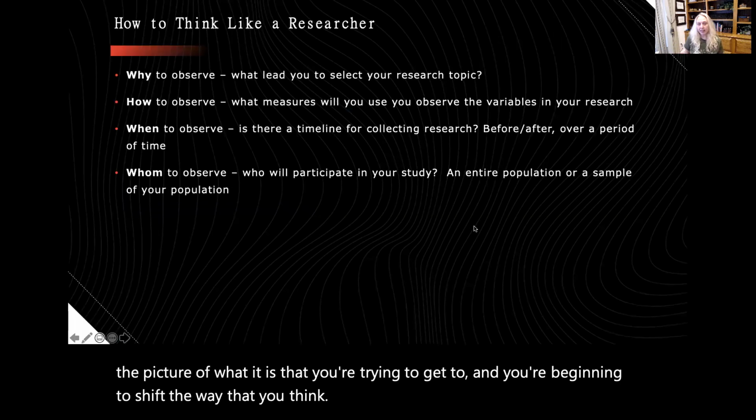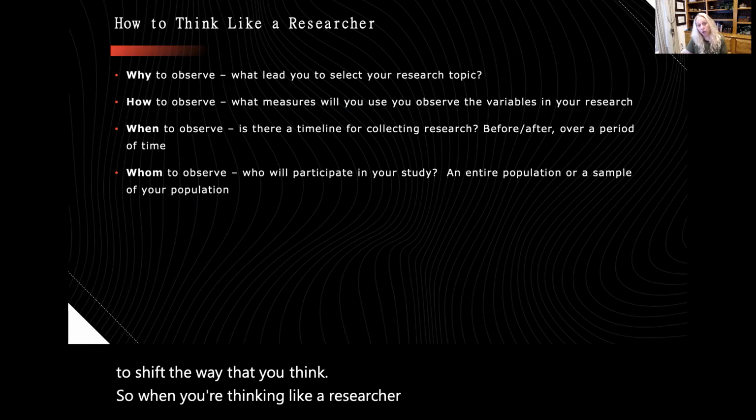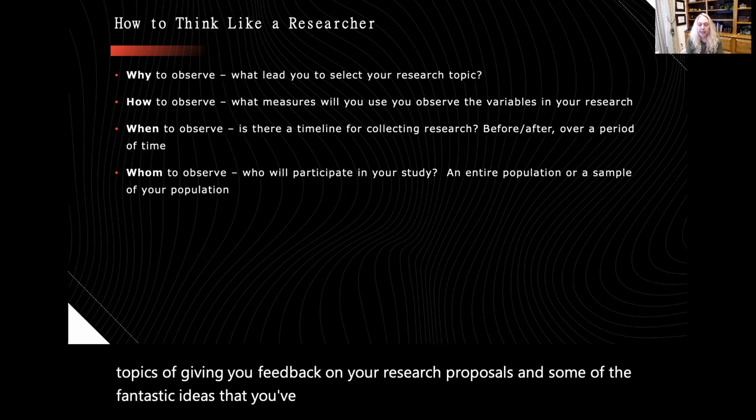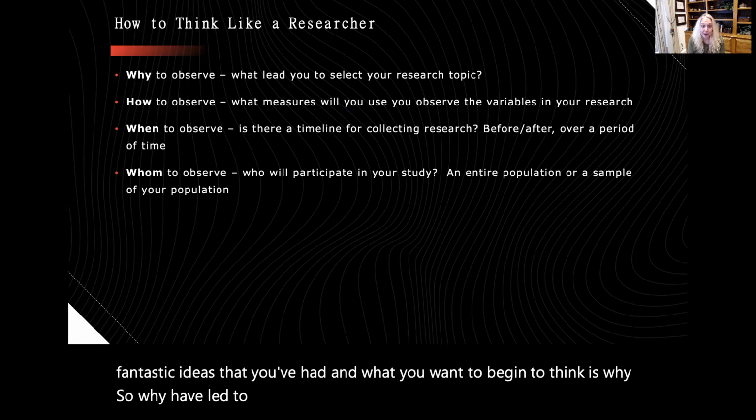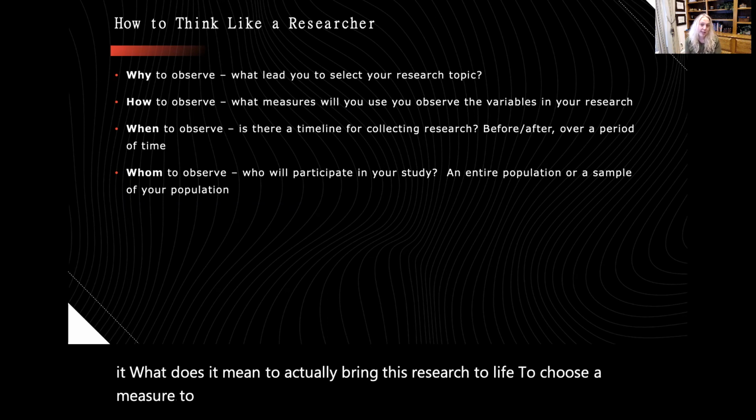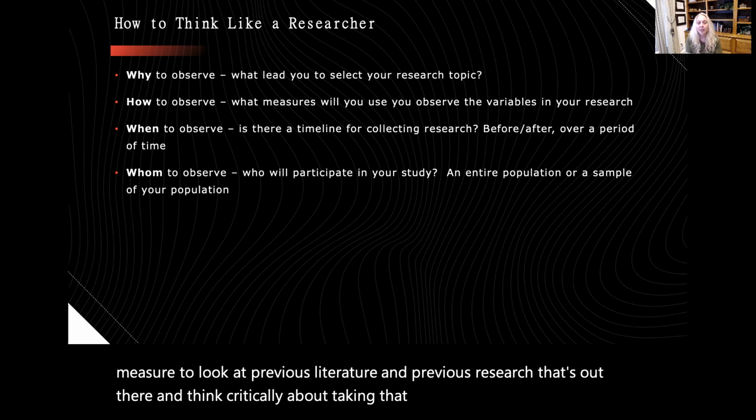So when you're thinking like a researcher, and this applies to your own research topics, so giving you feedback on your research proposals and some of the fantastic ideas that you've had, what you want to begin to think is why. So you know why you've led to your research topic. Now, how are we going to observe it? What does it mean to actually bring this research to life, to choose a measure, to look at previous literature and previous research that's out there and think critically about taking that research to the next step?